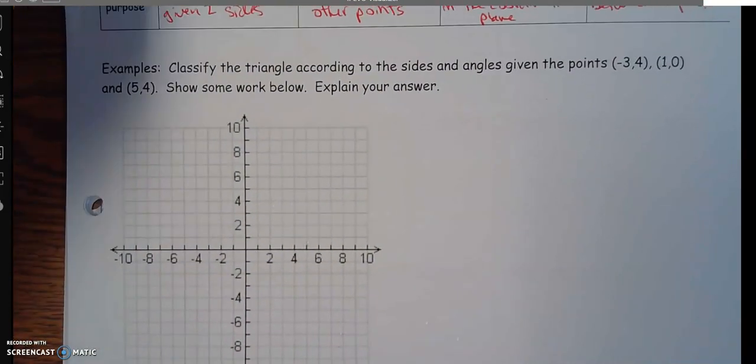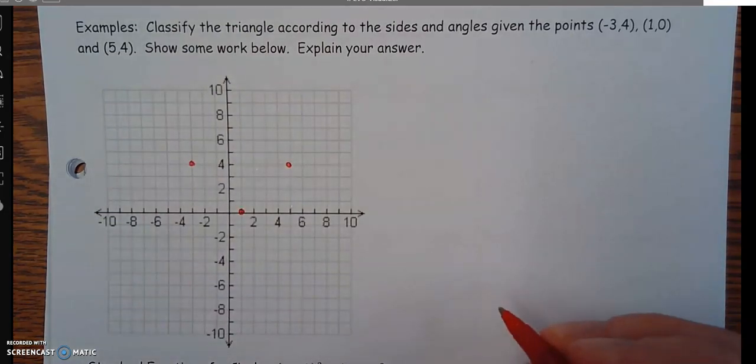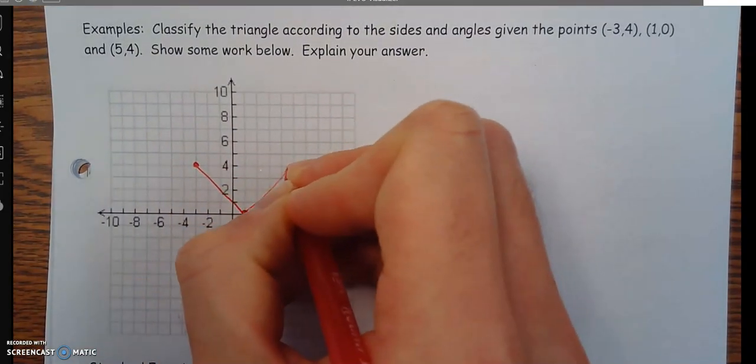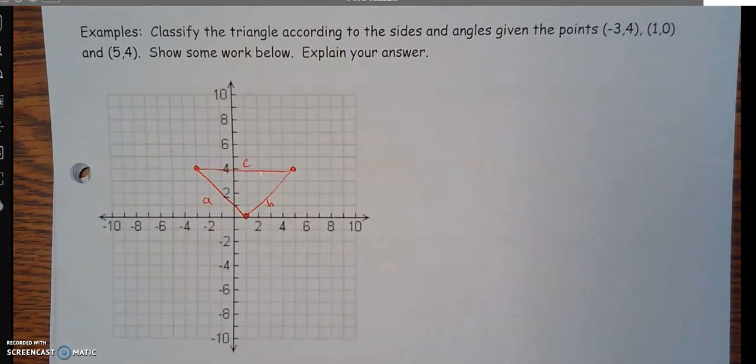Now, last one, let's see. We want to classify a triangle according to the sides and angles given these points. If I plot these points, we can call this a triangle with side A, side B, and side C. We're trying to figure out, is it a right triangle? Is it isosceles? Is it scalene? We want to classify by its sides.